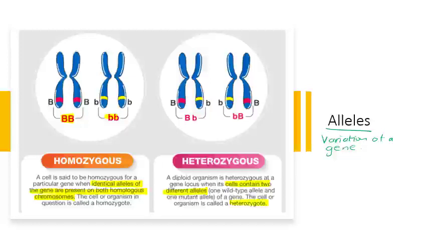So here we end up having our wild type allele and our mutated allele. And because they are next to each other and they are different, they are called heterozygous. Different means hetero, same is homo. Homo, homo, hetero, hetero. Okay, homozygous, heterozygous. Very important to understand the difference between the two.